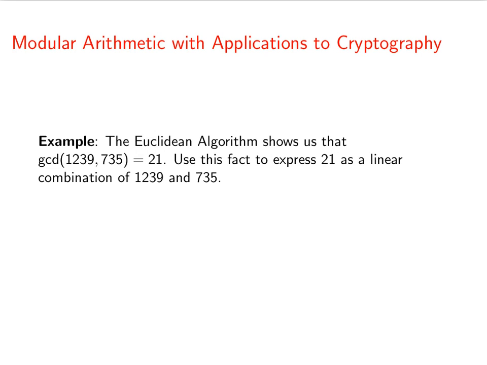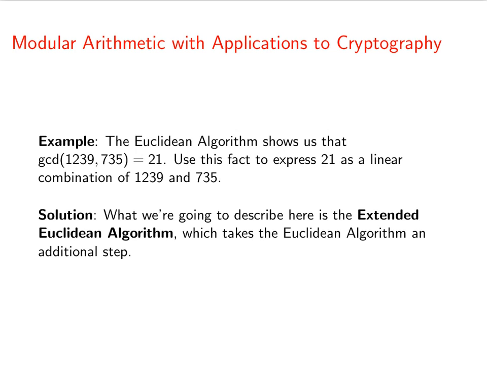Hello, discrete math fans. If we use the Euclidean algorithm, we'll be able to find out that the GCD of 1239 and 735 is 21. We'll do that in a minute just so that you can see it. We're going to use this fact to help express 21 as a linear combination of 1239 and 735. This is what Bézout's identity tells us, that we should be able to do this.